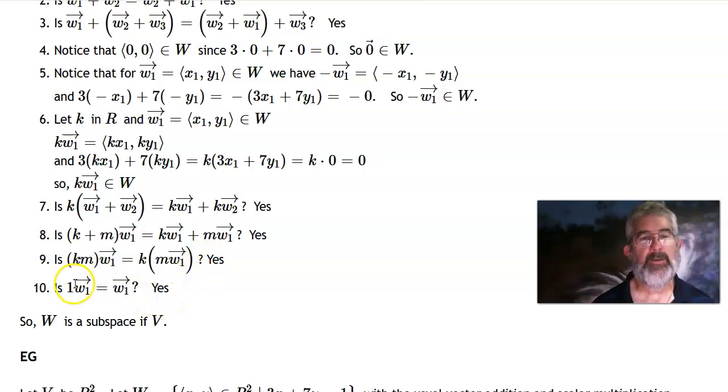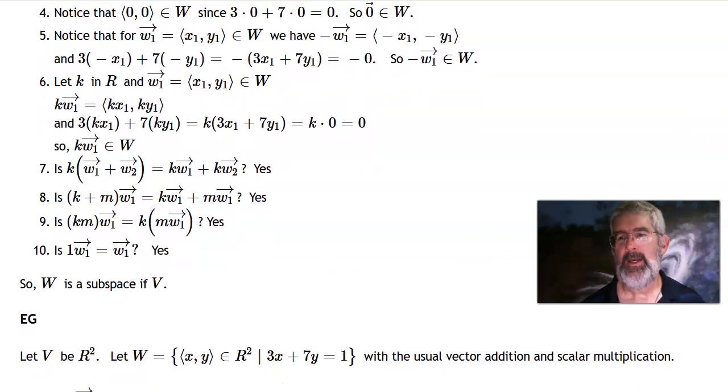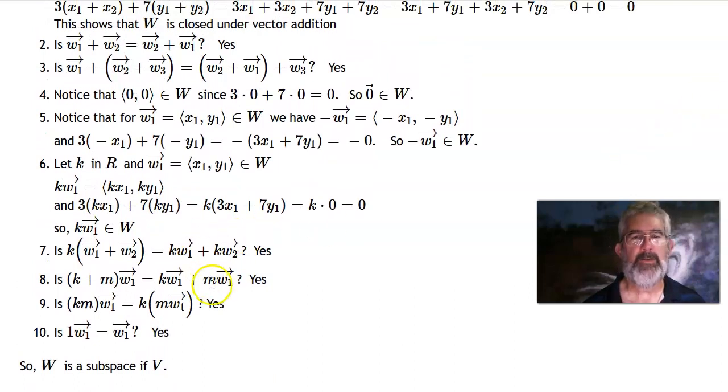And likewise, is 1 times W1 equal to W1? Yeah, it sure is, because it works in R2, and W is part of R2. So this is a vector space. Now that's pretty tedious to have to calculate all 10 axioms each time, or prove 10 axioms, and really we didn't prove much of them.